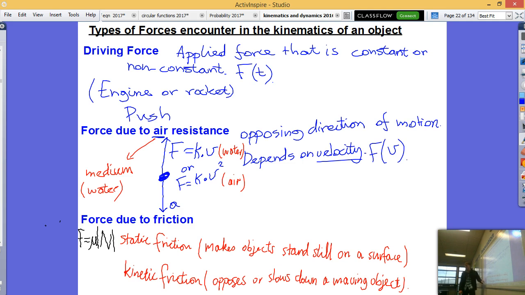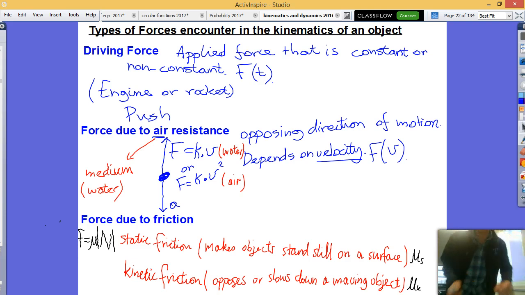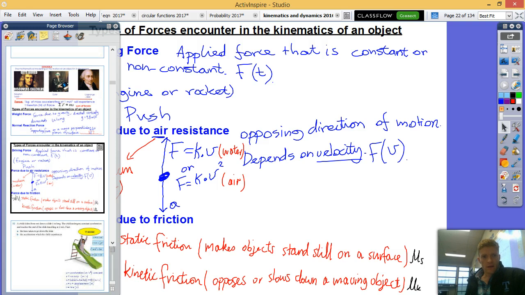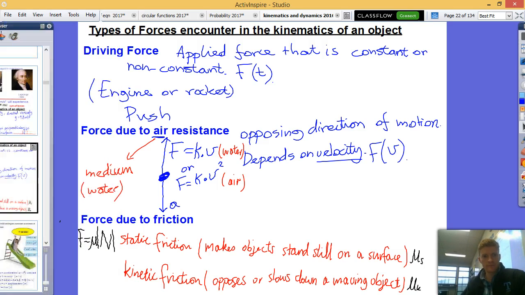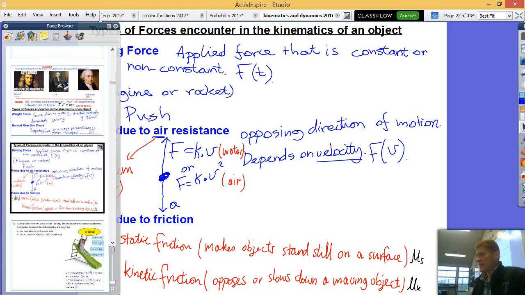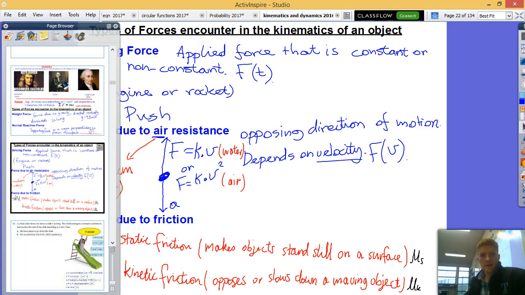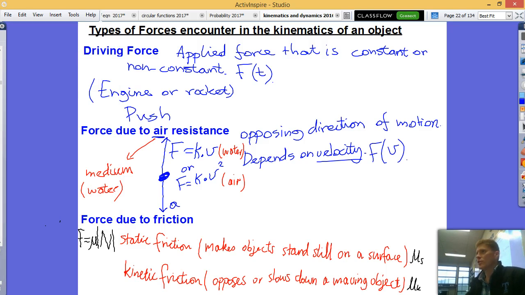So you've got two types of friction. You've got a static friction coefficient, and you've got a different kinetic friction coefficient. And we're going to look at that behavior of friction force a little bit later on. Okay, so that's just an outline of some of the forces we're going to be working with. Mu S for static friction coefficient, which is different to mu K, which is a kinetic friction coefficient. F equals mu times the normal force.